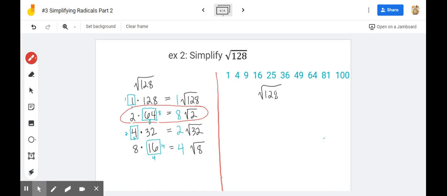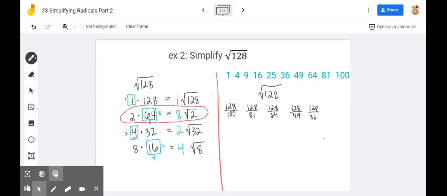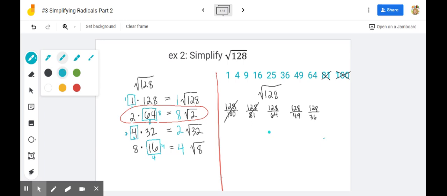Now, if I wanted to do this using my perfect squares, 128 is more than 100. So we're going to try to divide 128 by all of our perfect squares. So I would take 128 divided by 100. That gives me a decimal. Can't use it. If I do 128 divided by 81, that gives me a decimal. I can't use it. If I take 128 divided by my perfect square 64, cha-ching-a-ling, that actually does give me a number back, and that gives you 2.